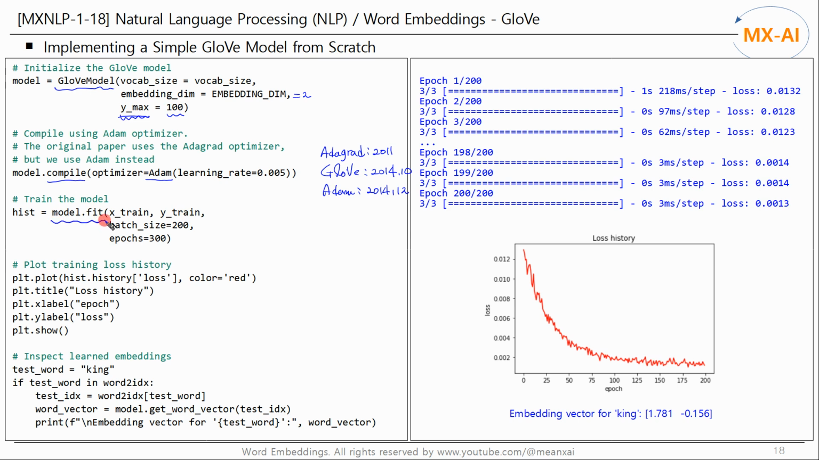Finally, we train the GloVe model using our training dataset. Once training is complete, let's first take a look at the training loss. We can also retrieve the embedding vector for any word in the vocabulary. For example, here is the two-dimensional embedding vector for the word king. As you can see, the training loss decreases steadily over time. This indicates that the model has successfully learned from the training data.